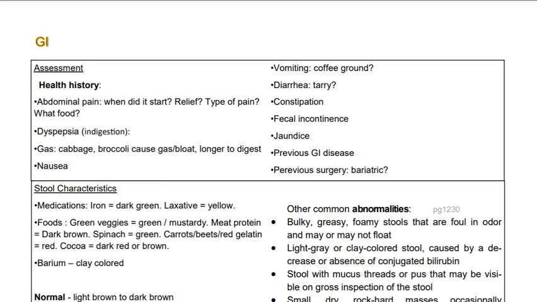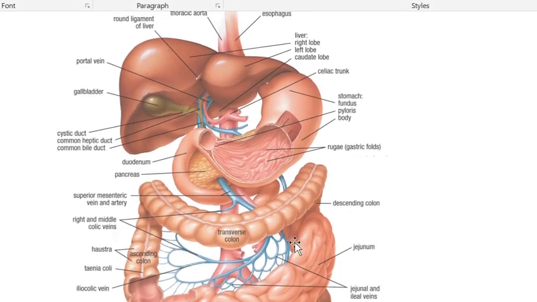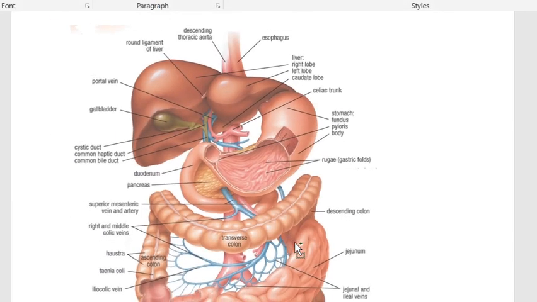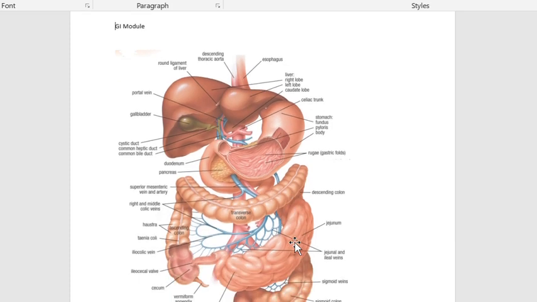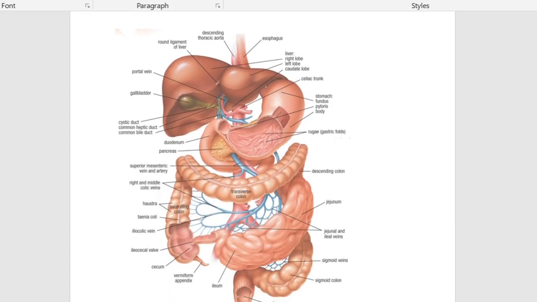But first of all, before I go there, I want to show you a picture, and I'm going to see if I can shrink it up a little bit so that you can still see this. And it's really important to understand what this whole GI system is, what you're looking at, because when you get into the diseases, you're going to need to kind of have an idea of where you're looking.